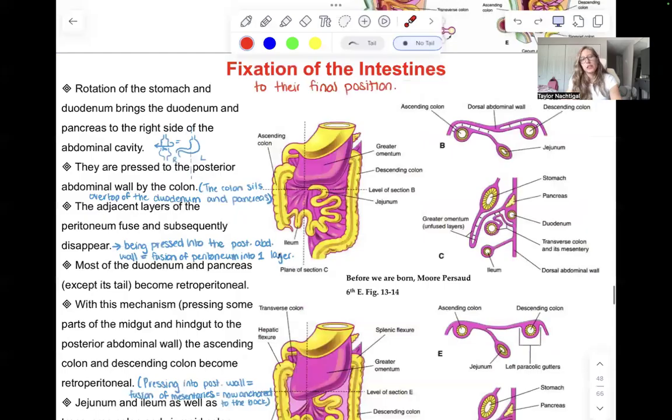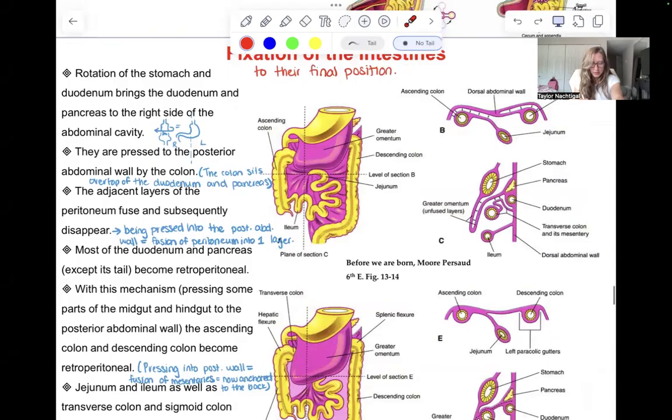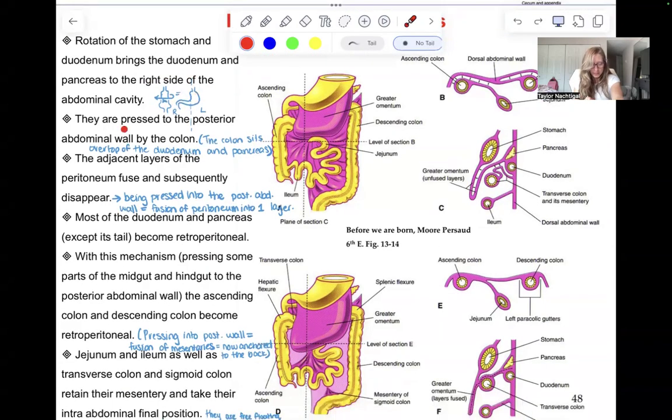Okay, so fixation of the intestine to their final position. So we see that rotation of the stomach and the duodenum, which brings the duodenum and the pancreas to the right side of the abdominal cavity. So if it's facing forward, it rotates to the side and we get this J shape. These structures are pressed to the posterior abdominal wall as the colon re-enters the abdominal cavity. The colon sits on top or over top of the duodenum and the pancreas.